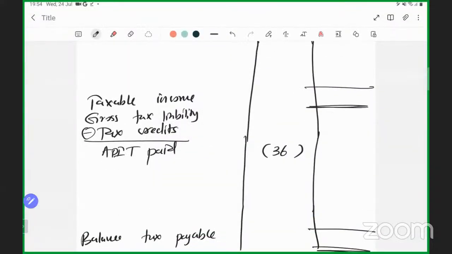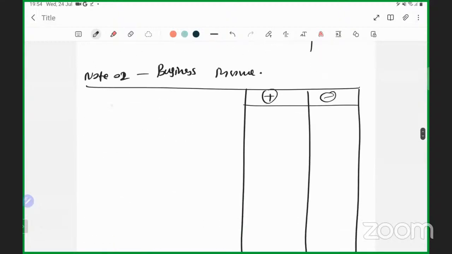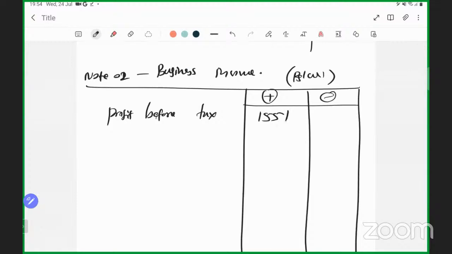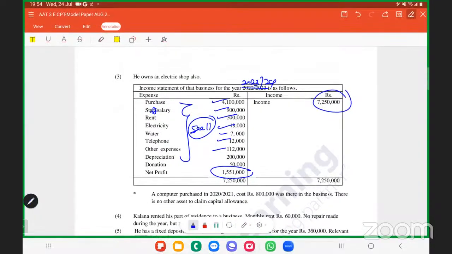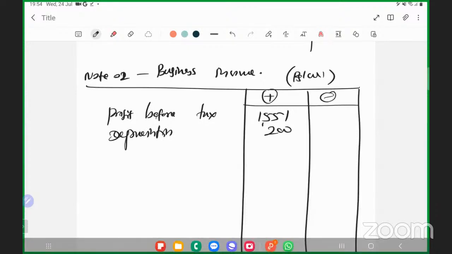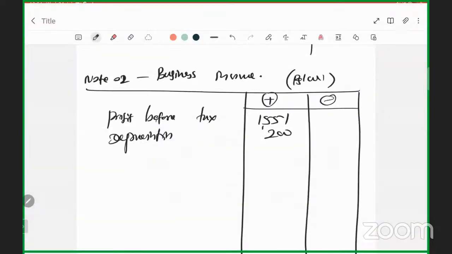Therefore, then we have to go to the business income. Here the profit before tax, let's say we'll do this in rupees in 1,000. So the profit before tax is how much? 1,551,000. From that, the different expenses are already deducted, and all the expenses are allowable to deduct as per section 11. But depreciation 200 is disallowed. Therefore, accounting depreciation you can add back, because you cannot deduct accounting depreciation. But instead of that, you can get what?